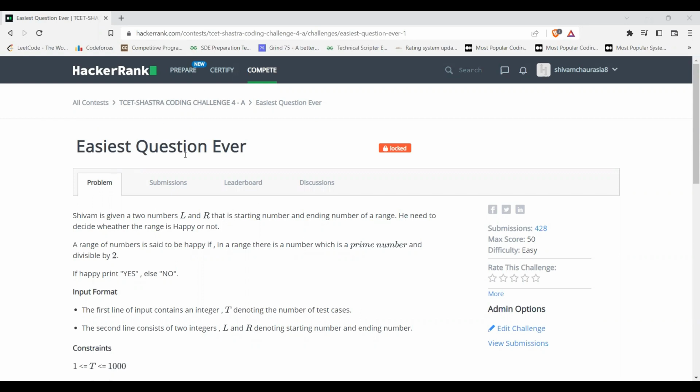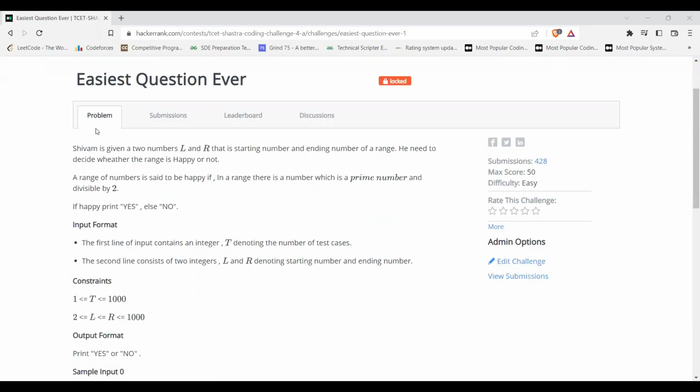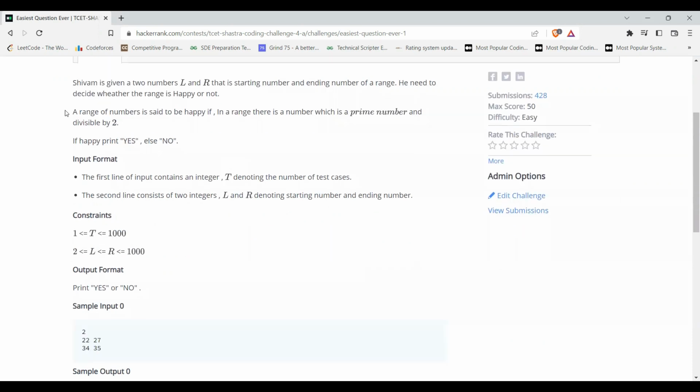Let's check the first question of the TCET Shastra Coding Club Challenge 4A. The question states that Shivam is given two numbers L and R, that is, the starting and ending numbers of a range. He needs to decide whether the range is happy or not. A range is said to be happy if in the range there is a number which is a prime number and is divisible by 2. If it is happy, then we print yes, or else no.